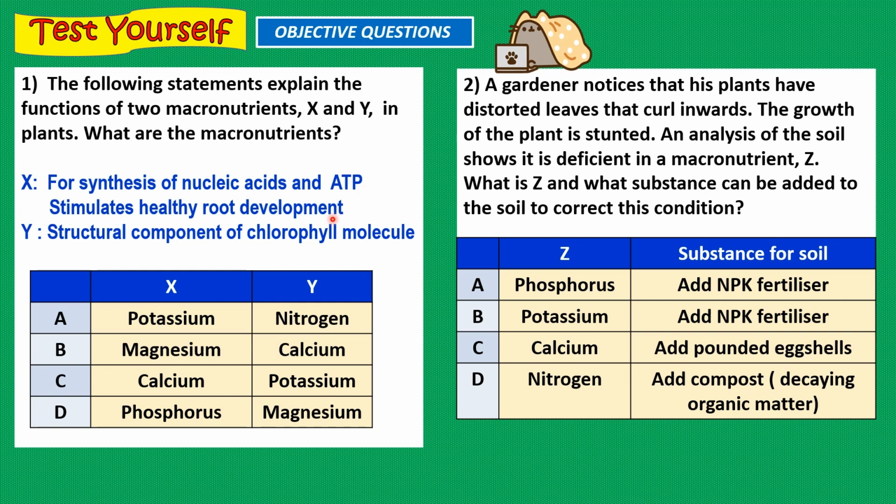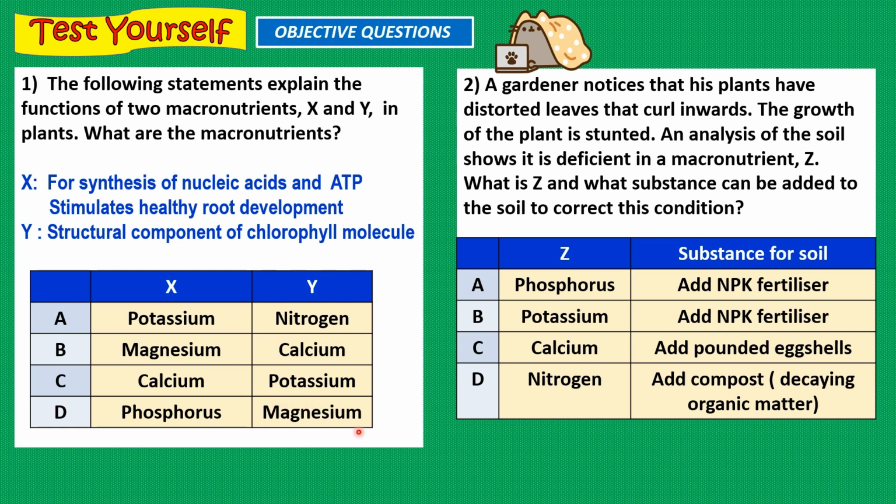But the second function really tells you what X is. It stimulates healthy root development. So this is true for phosphorus. Secondly, the structural component of the chlorophyll molecule, it could be nitrogen or magnesium, all right? Because nitrogen is also an element in the chlorophyll molecule. But since we are going for phosphorus for X, then Y could be magnesium.